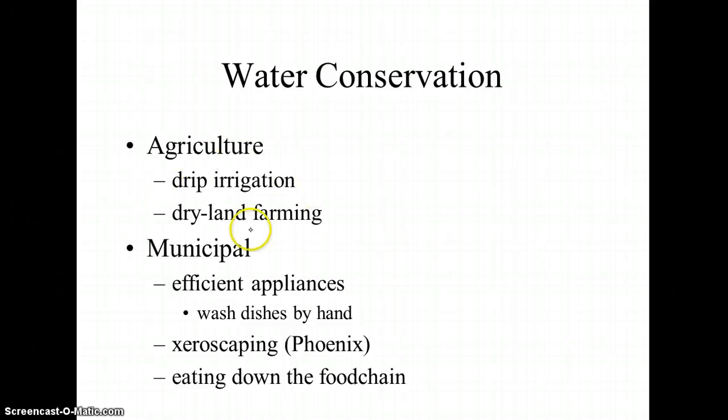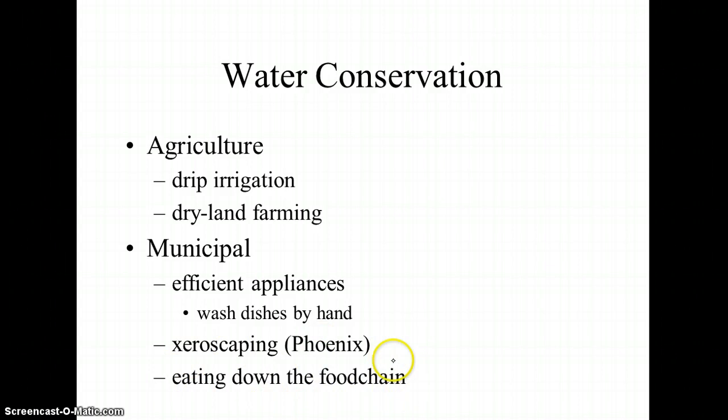In agriculture, we can use drip irrigation to get more of the water to the plants and less of it evaporated. If you're in a landscape that simply doesn't have much water, you can shift to dryland farming where you grow plants and raise animals that don't need as much water. In towns and cities, we can have our efficient appliances. If you're in a desert landscape, xeriscaping and eating down the food chain.